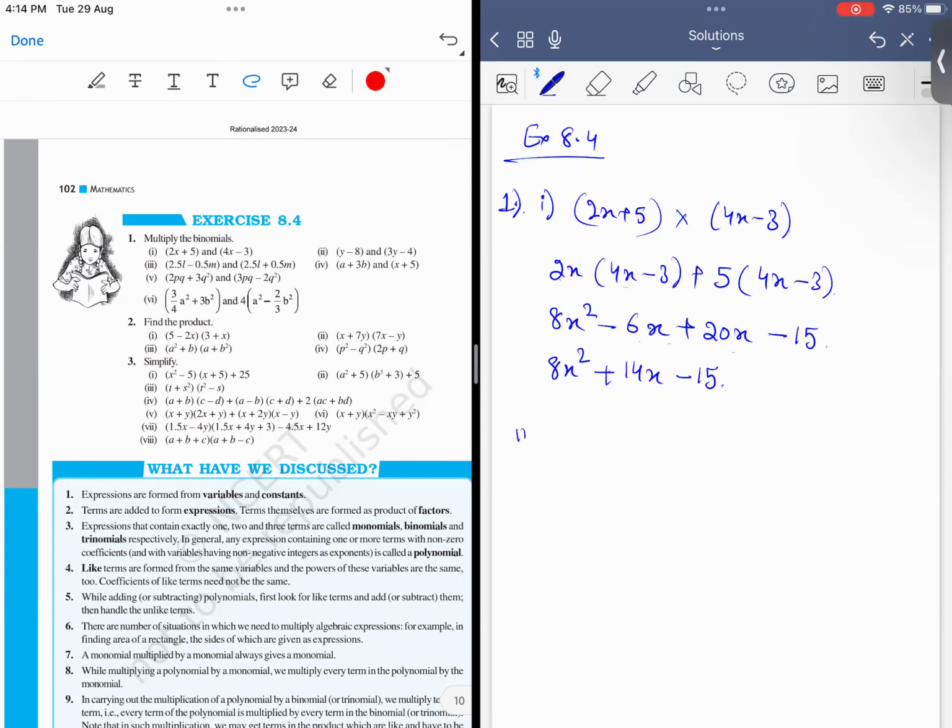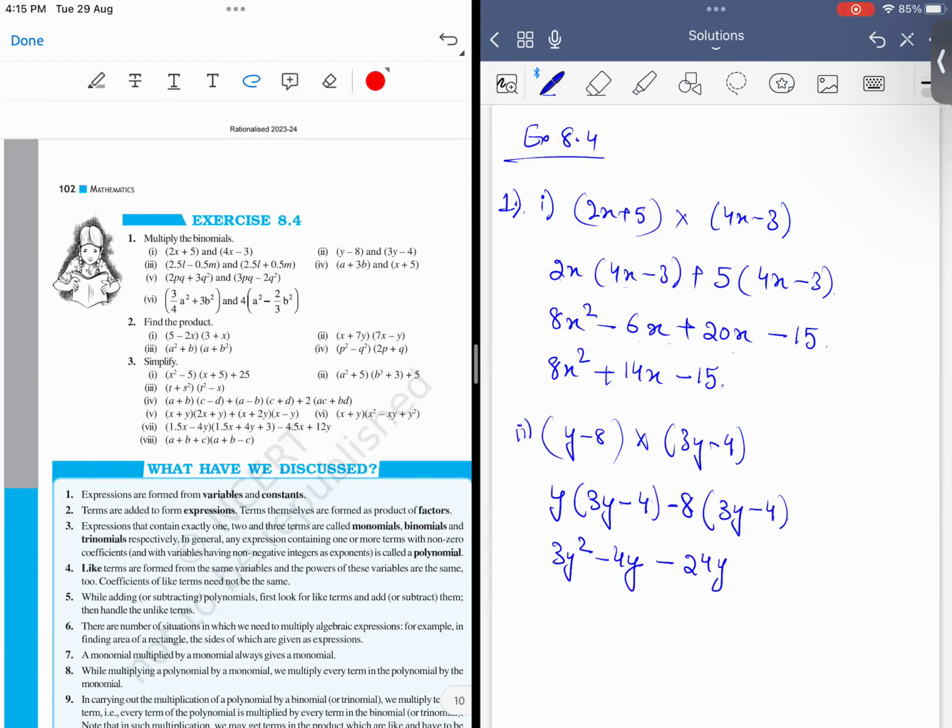Okay, now the second one, y minus 8 multiplied by 3y minus 4. So again, the first term of the first binomial will be multiplied to the whole, and minus 8 into 3y minus 4. So y into 3y is 3y square minus 4y, minus 24y plus 32. So look for the like terms. So 3y square, minus 4y minus 24y is minus 28y, and plus 32. So this is how we do the rest of the questions.